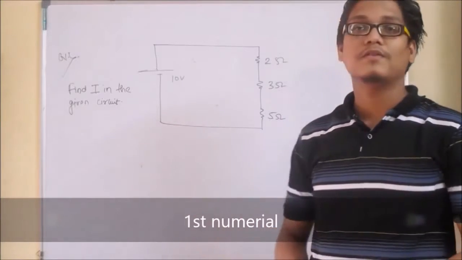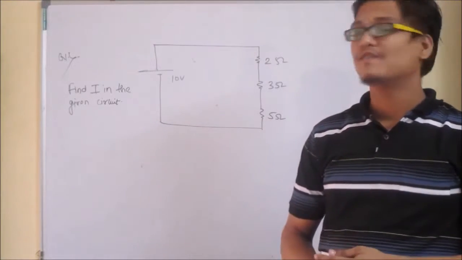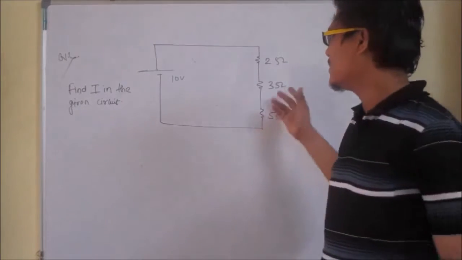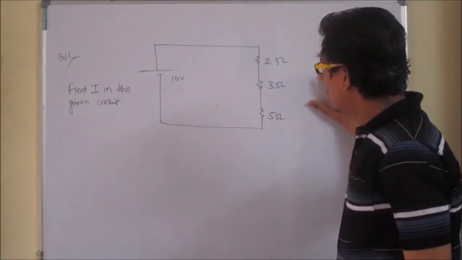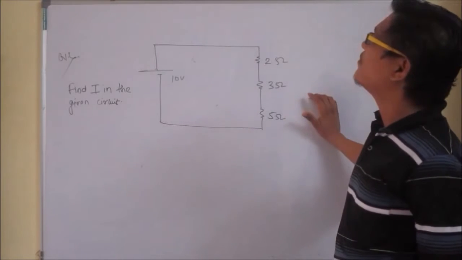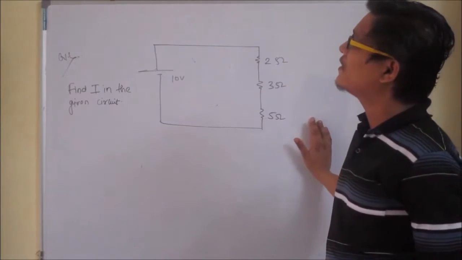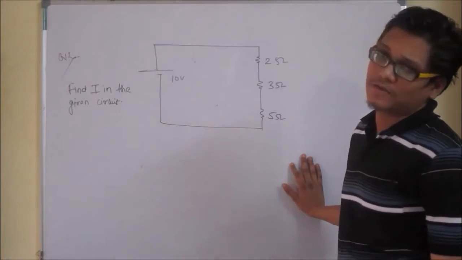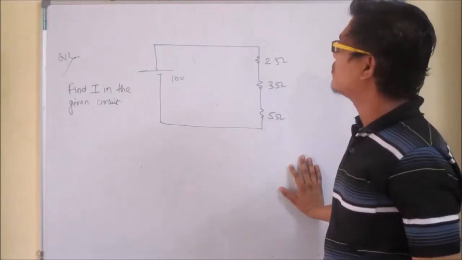Consider this numerical on Kirchoff's Voltage Law. They have asked us to find the value of current in the given circuit. This is the circuit in which they have kept 2, 3 and 5 ohm resistors connected to each other in series, and then they have connected a 10 volt battery, a voltage source, to it.